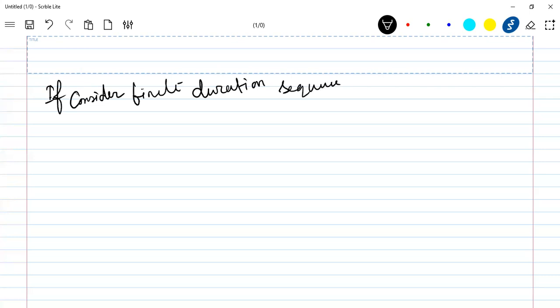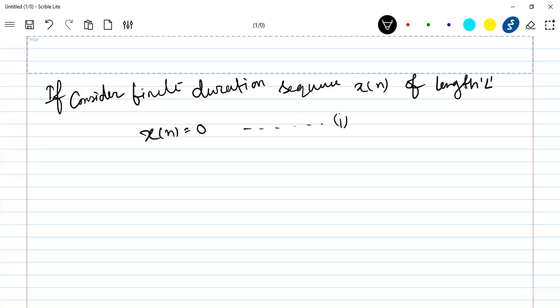My screen is visible now. Yes. So consider finite duration sequences x[n] of length L, where x[n] equals 0 outside. This is equation 1. It is coming from the DTFT.